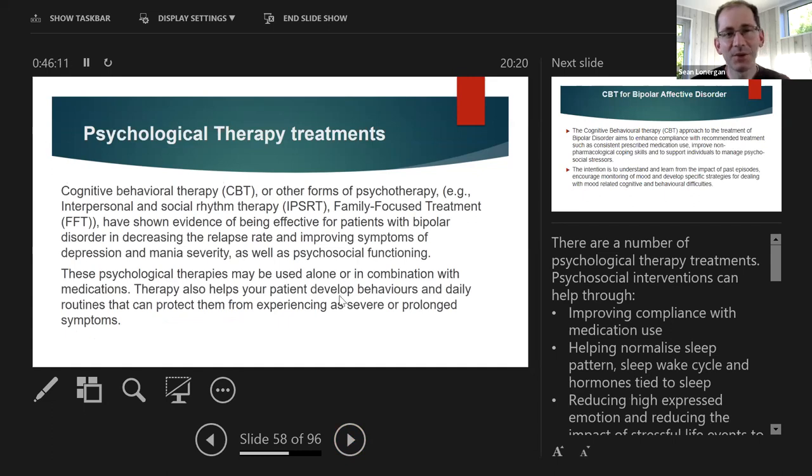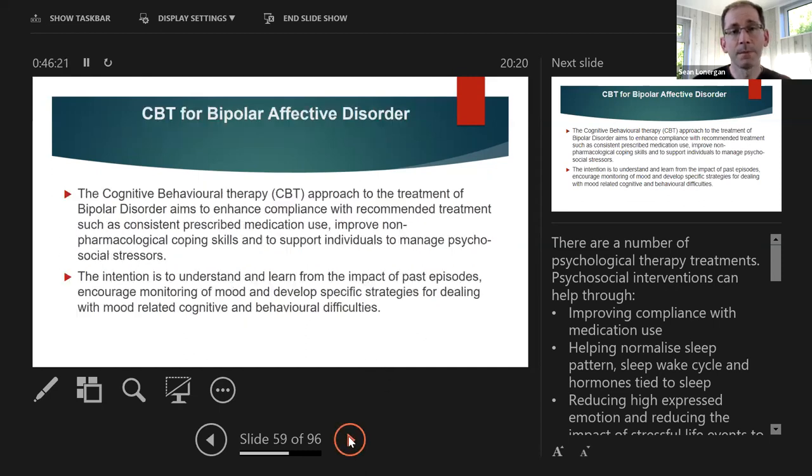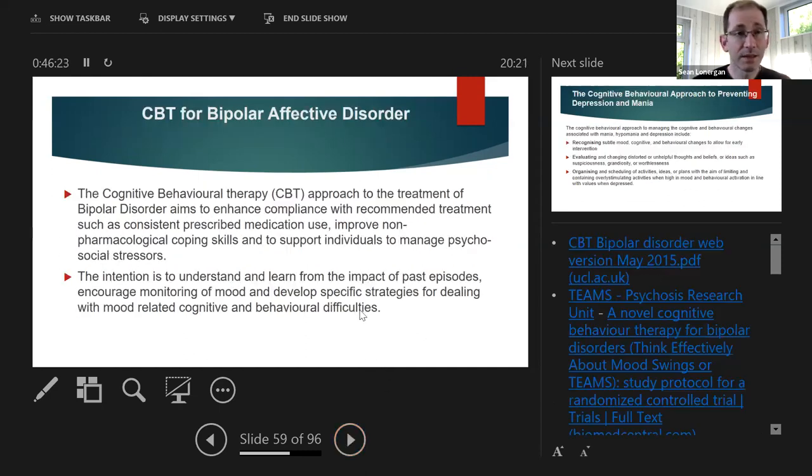So psychological therapy treatments include cognitive behavioral therapy or other forms of psychotherapy, such as interpersonal and social rhythm therapy and family-focused treatment. When we look at CBT, the approach to treatment of bipolar disorder aims to enhance compliance with recommended treatment, such as consistent prescribed medication use, improve non-pharmacological coping skills, and support individuals to manage psychosocial stressors.